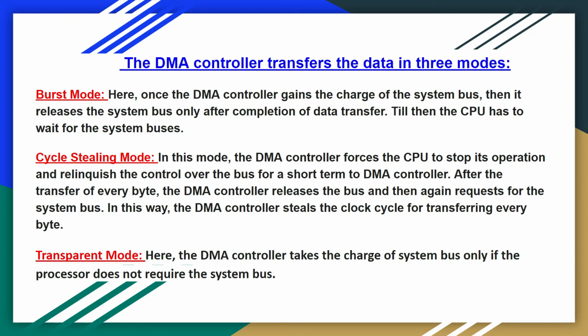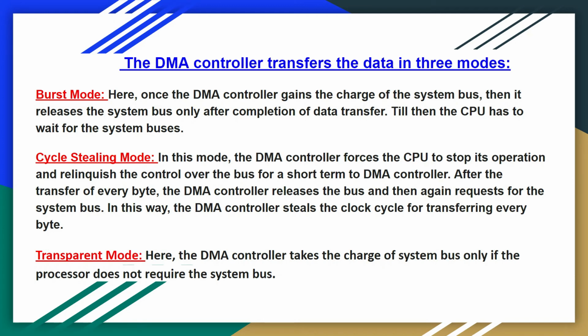The second one is cycle stealing mode. So what is cycle stealing mode? In this mode, the DMA controller forces the CPU to stop its operation and release the control over the bus for a short term to the DMA controller. After transferring every byte, the DMA controller releases the bus and then again requests the system bus. In this way, the DMA controller steals the clock cycle for transferring every byte.